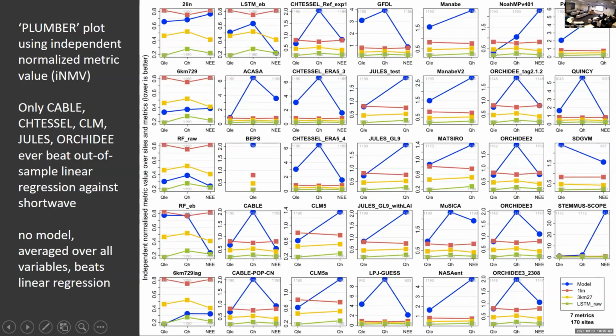But averaged over all of the variables with the raw data, and I still think the raw data might be more useful than the energy balance corrected data, but I'm not talking about that today in the paper. I'm trying to outline why. None of them do better than the new model. And that is a bit of a problem, I think.